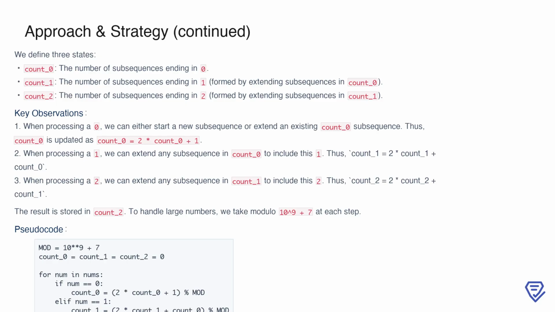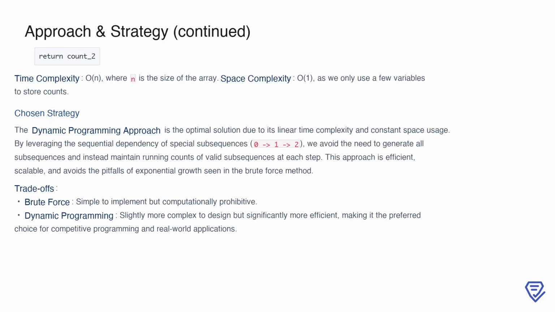These updates ensure that we only maintain running counts of valid subsequences without explicitly enumerating them. To handle large inputs, we take modulo 10^9 + 7 at each step, ensuring our calculations remain manageable. The result of our dynamic programming approach is stored in count_2, as it represents the number of special subsequences that meet the required condition of ending in 2.